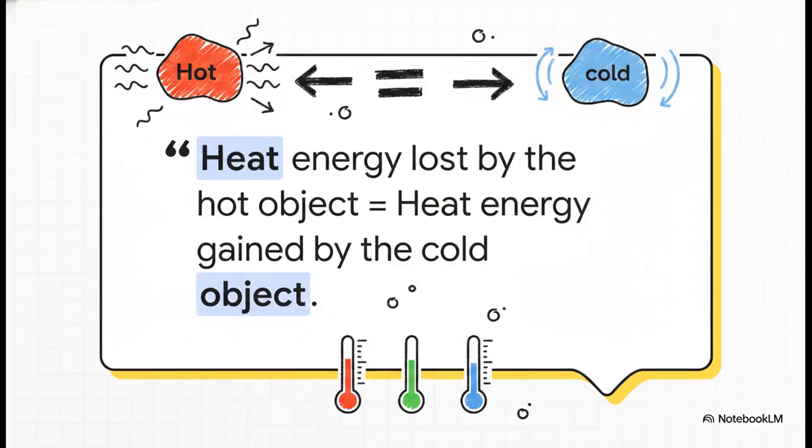Because this system is perfectly isolated, we arrive at a very simple yet incredibly powerful logical rule. Read this foundational statement with me. Heat energy lost by the hot object equals heat energy gained by the cold object. This is known as the principle of heat exchange. Just let the pure logic of that rule sink in for a moment. Energy is perfectly conserved here. It simply transfers from the hotter body to the colder body until they both reach the exact same final temperature.